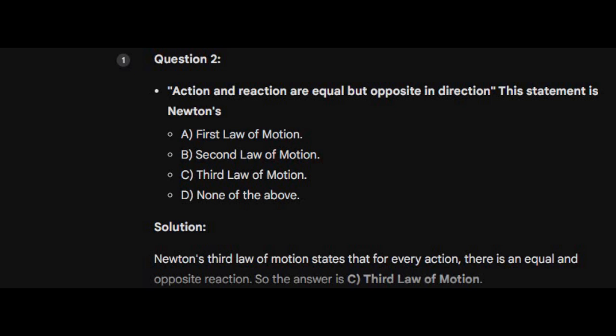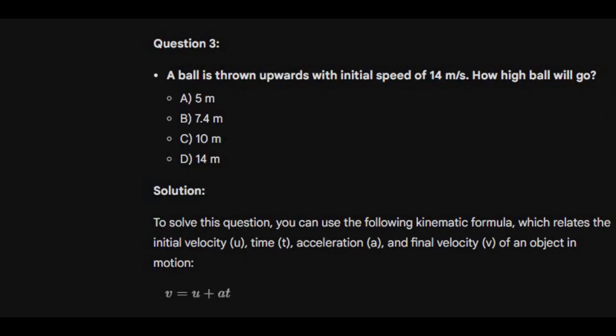Third law of motion. With an initial speed of 14 meters per second, how high will the ball go? A. 5 meters. B. 7.4 meters. C. 10 meters. D. 14 meters. Solution. To solve this question, you can use the following kinematic formula, which relates the initial velocity, u, time, t, acceleration, a, and final velocity, v, of an object in motion.